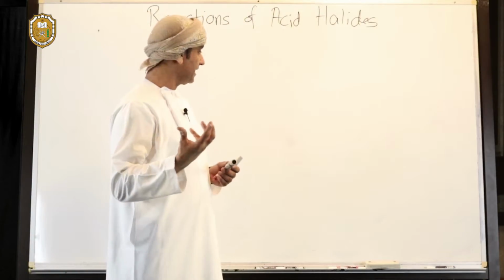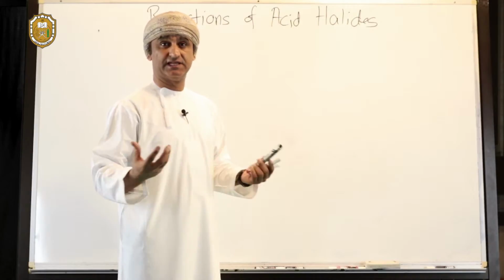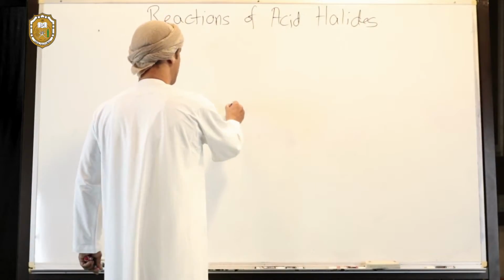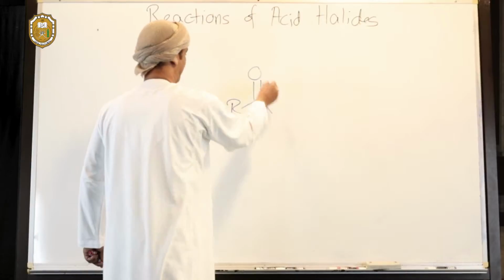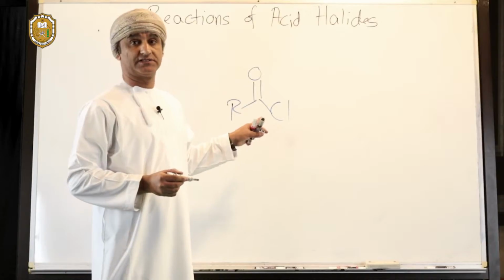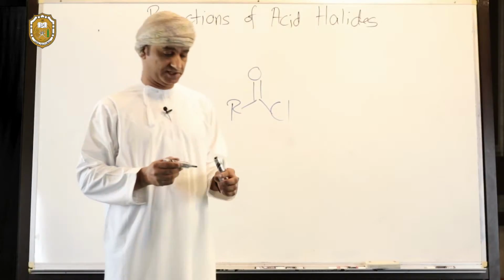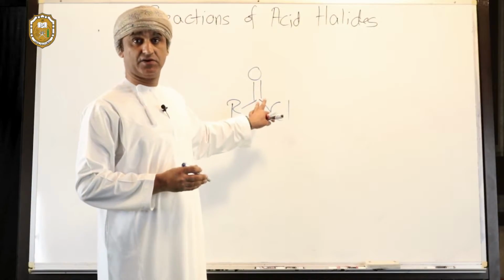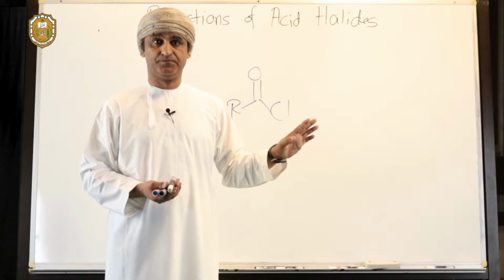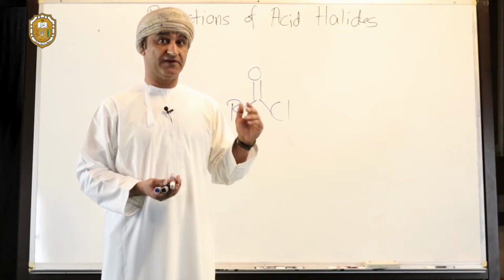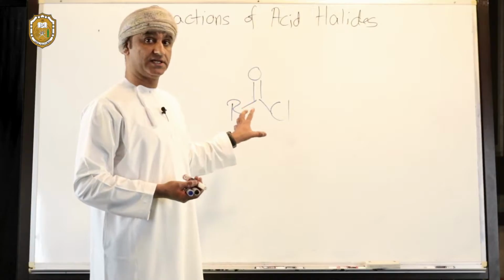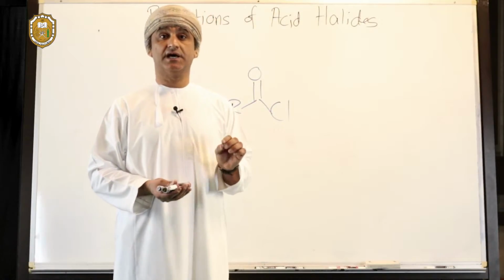Let's draw a general structure for an acid chloride as a typical example of an acid halide. So this is the general structure of an acid chloride. Since acid chlorides are the most reactive amongst carboxylic acid derivatives, they can be transformed into all other carboxylic acid derivatives which are less reactive, as we have seen before. And remember, we talked about nucleophilicity and leaving group ability. So acid chlorides can therefore be transformed into acid anhydrides.